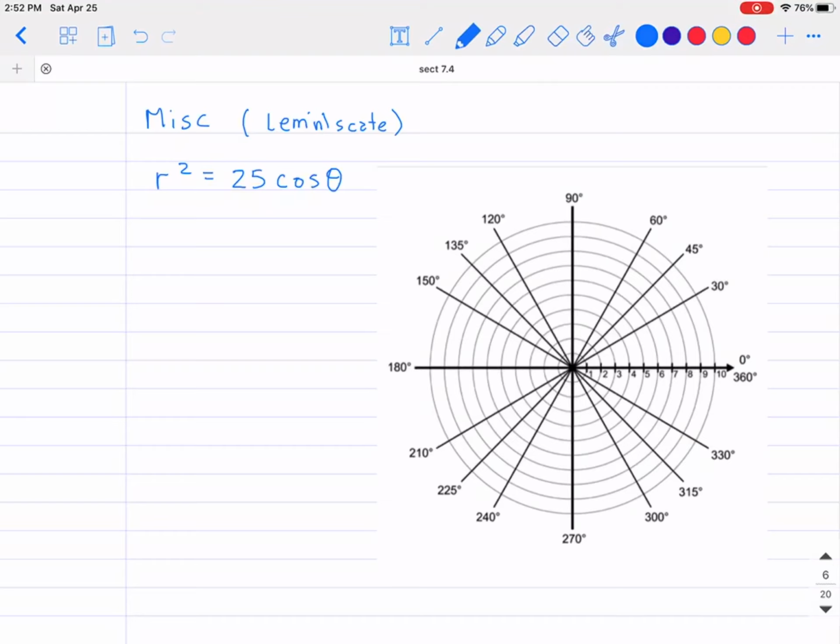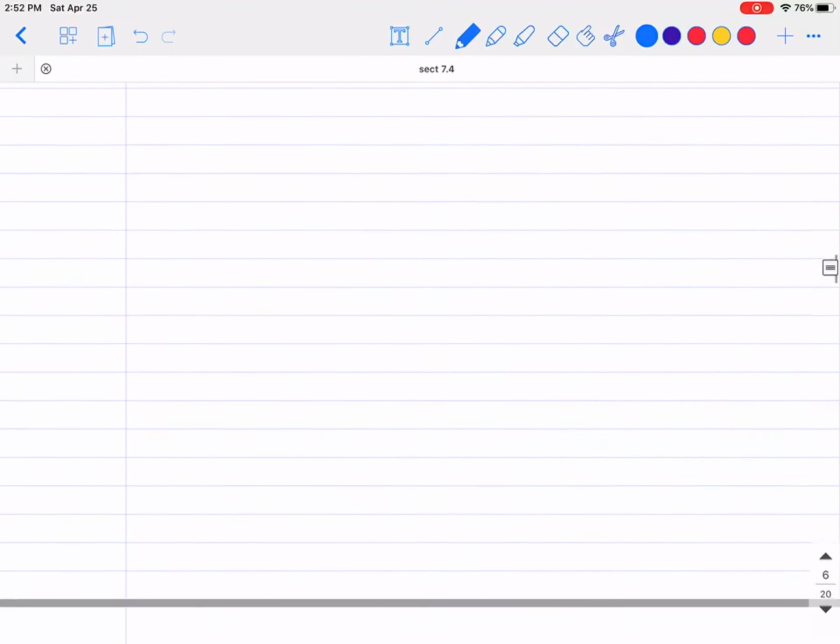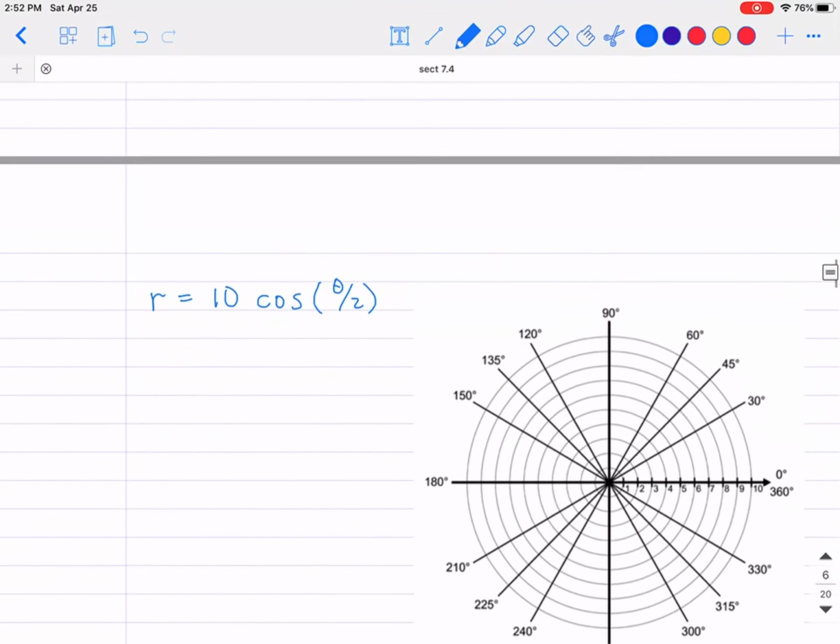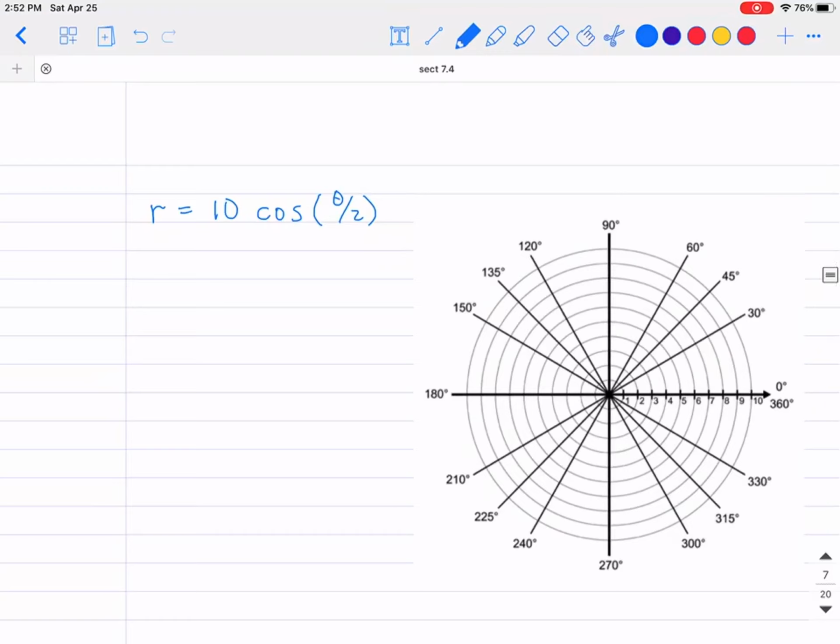r squared is equal to 25 cosine of theta. And I want to know how the graph looks if your term is going to be squared. Let's go ahead and do the following. Oh, actually, I think I kind of messed up on this one. So let me come back to that for the time being. Let me do this example, and I'll go back to the other one in a little bit.